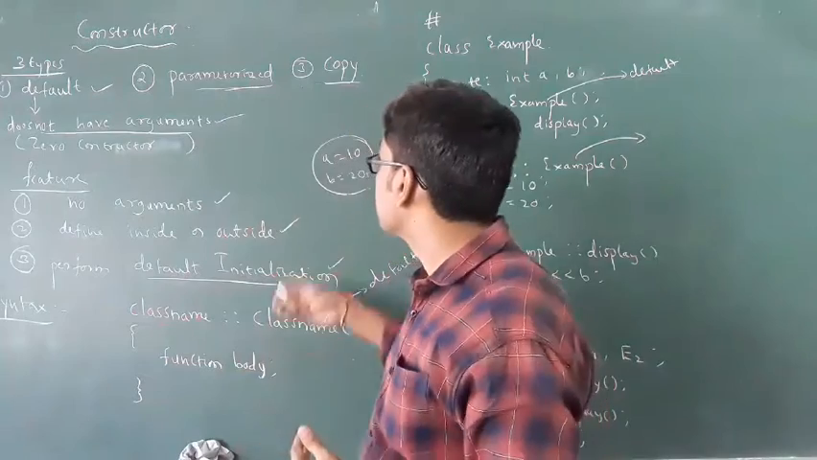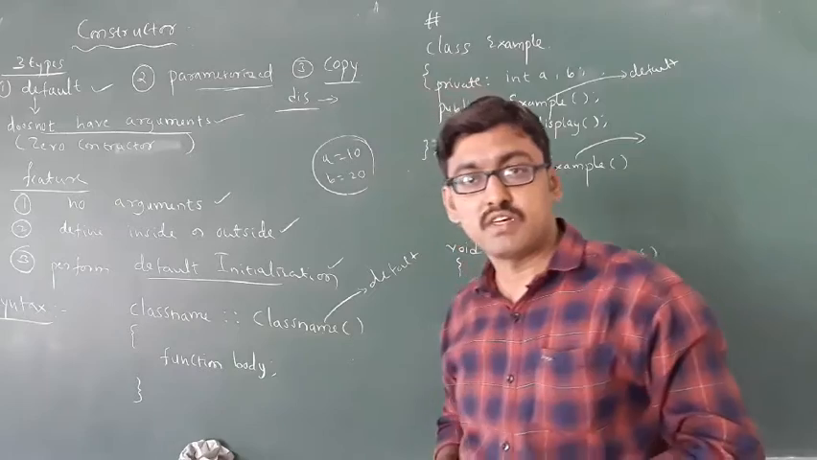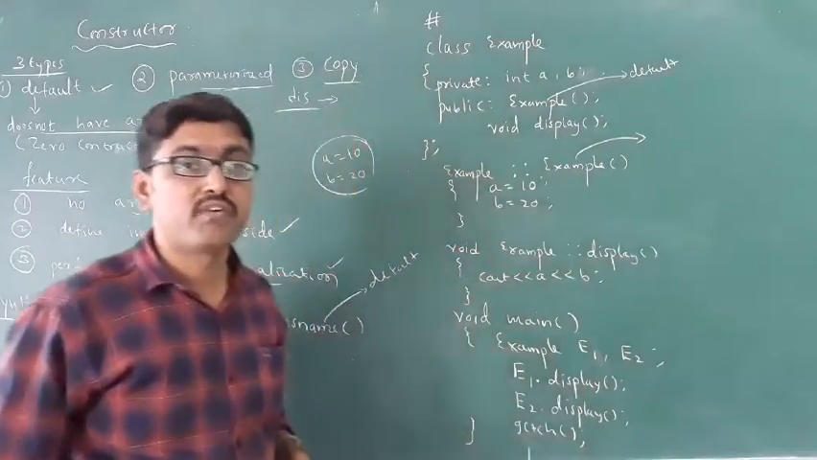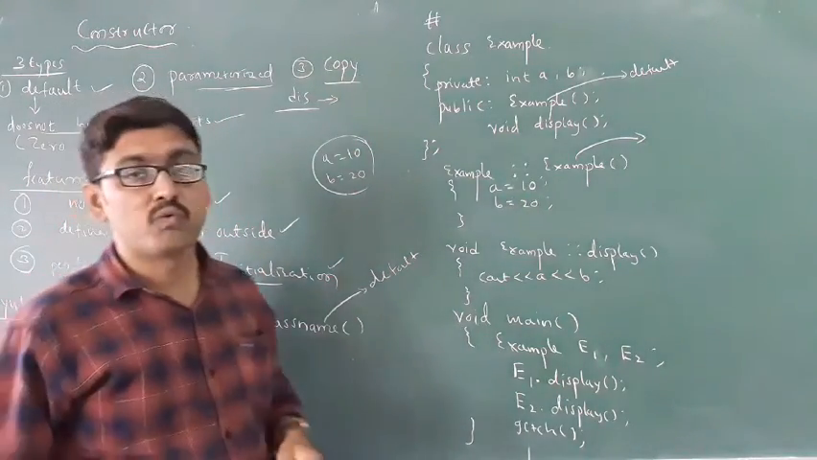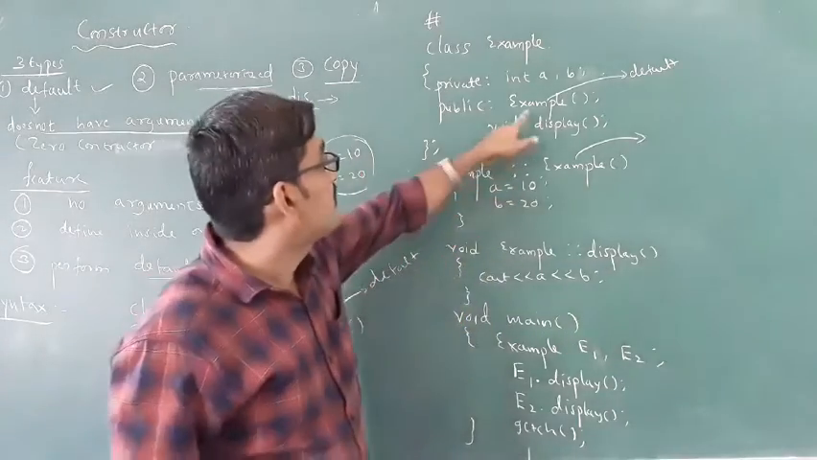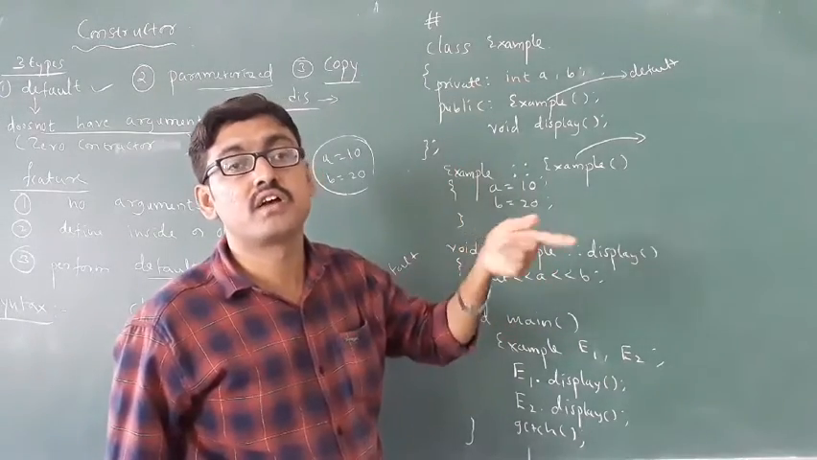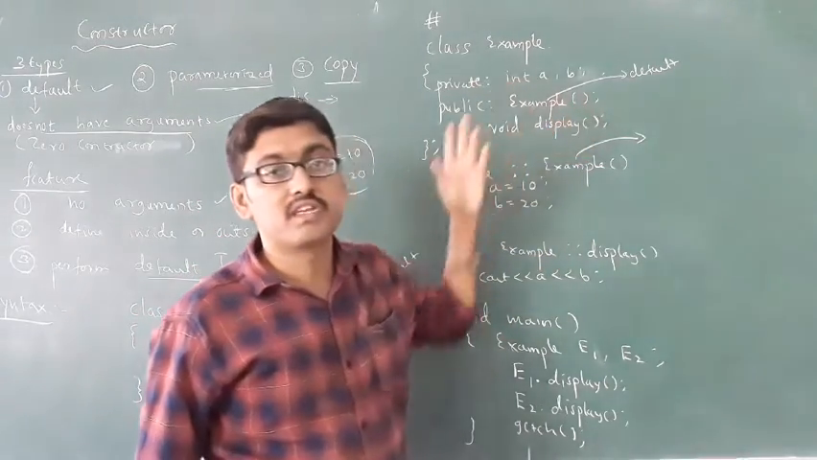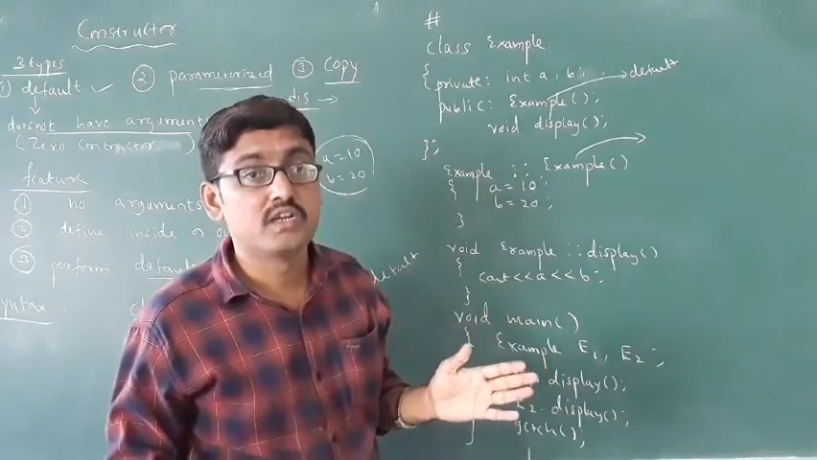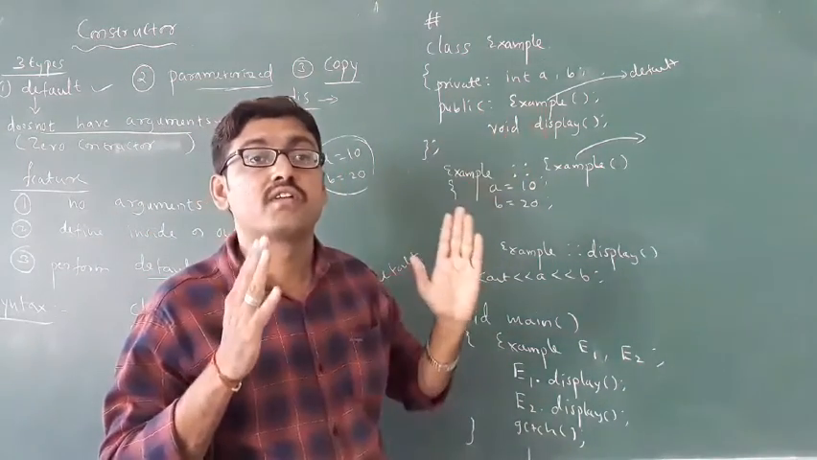Then what are the disadvantages? What are the disadvantages you have? See, the first disadvantage of this default constructor is that you cannot overload it. You know, overloading means you always have the same function name but different arguments. Here there are no arguments. That's why you cannot overload the default constructor. That is one disadvantage here. You cannot overload the default constructors.